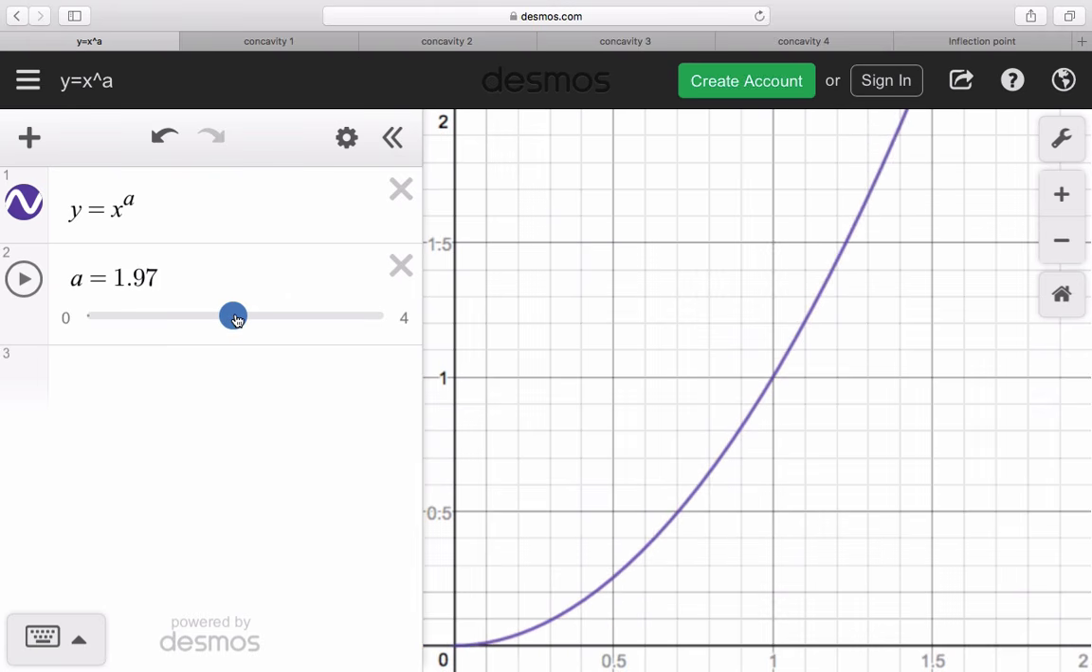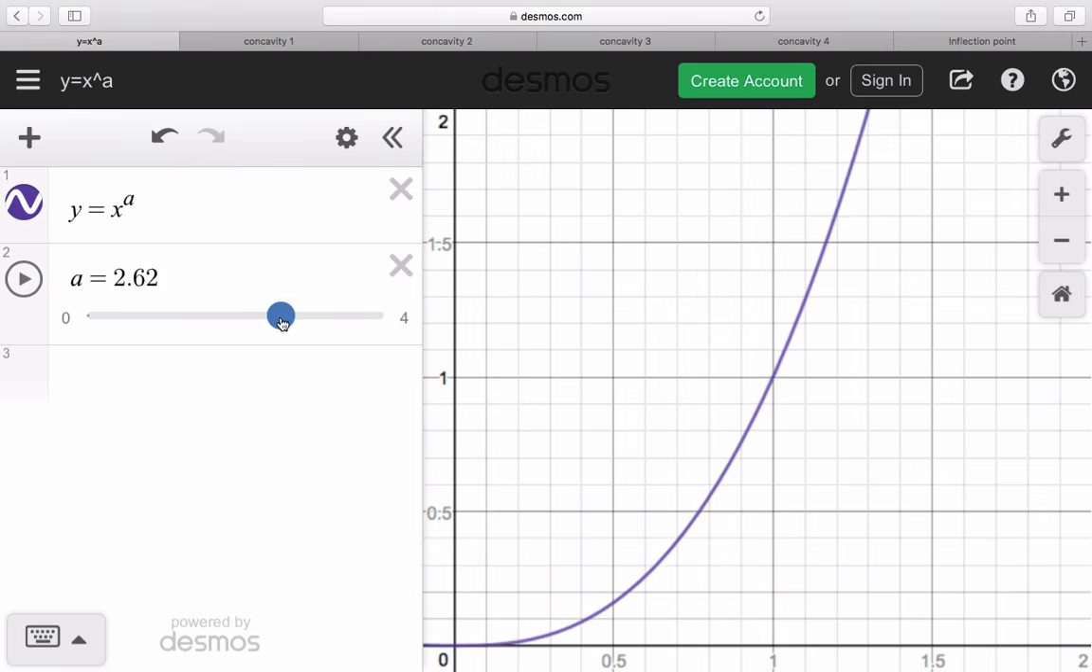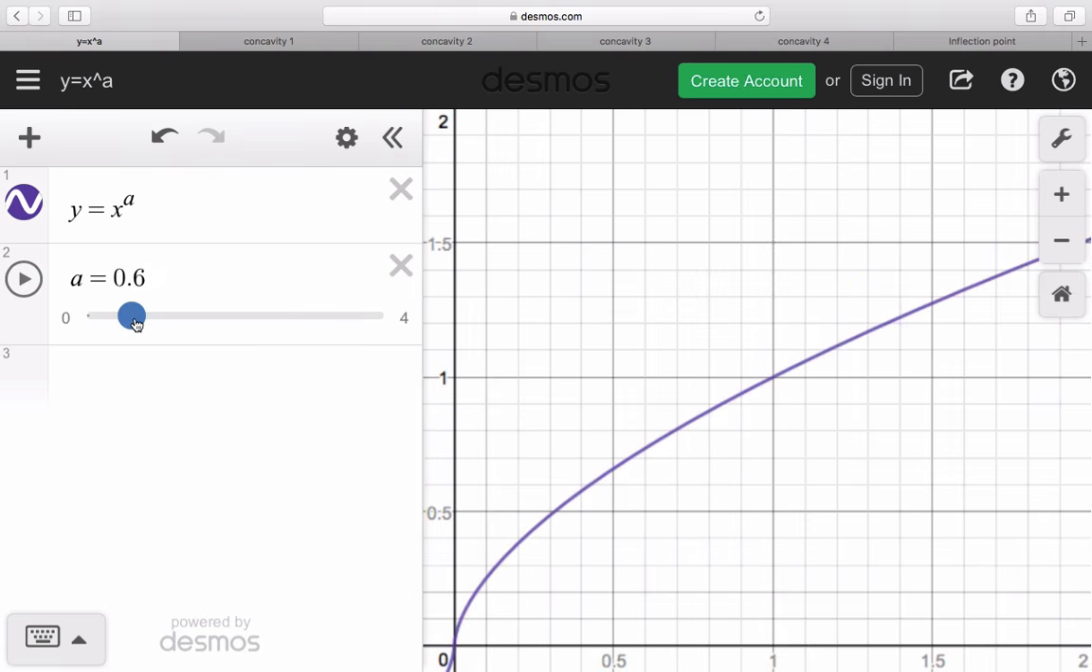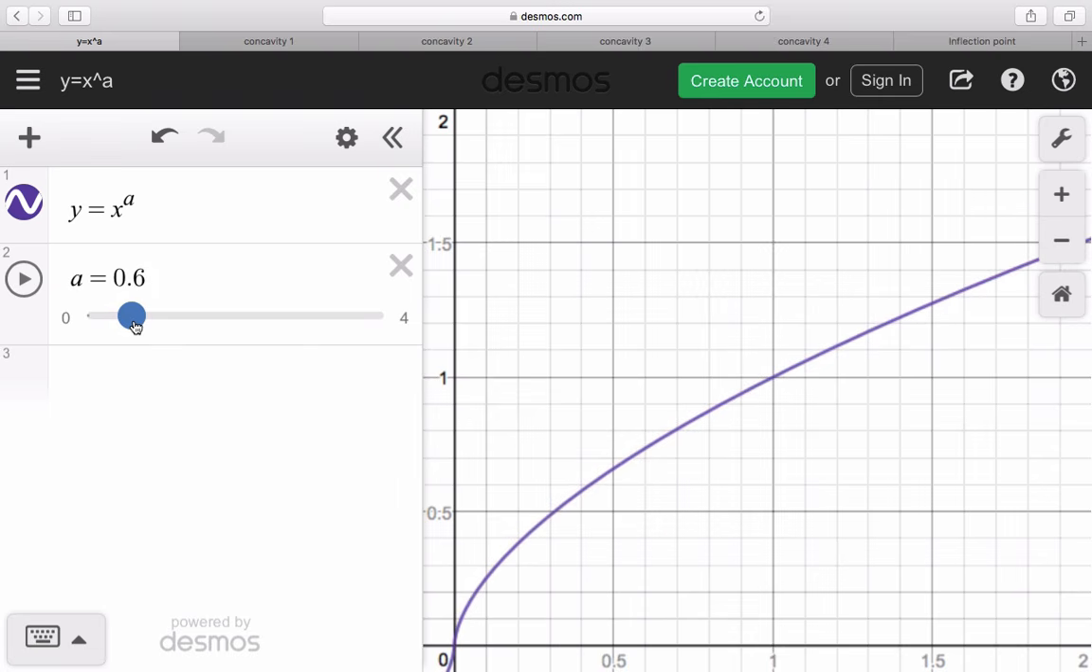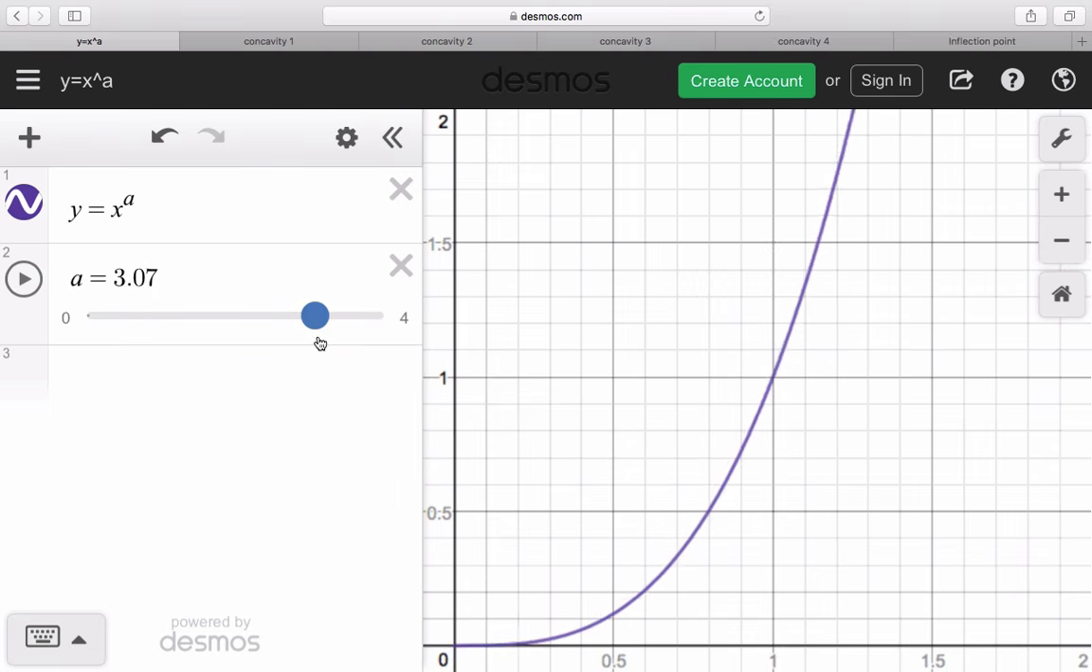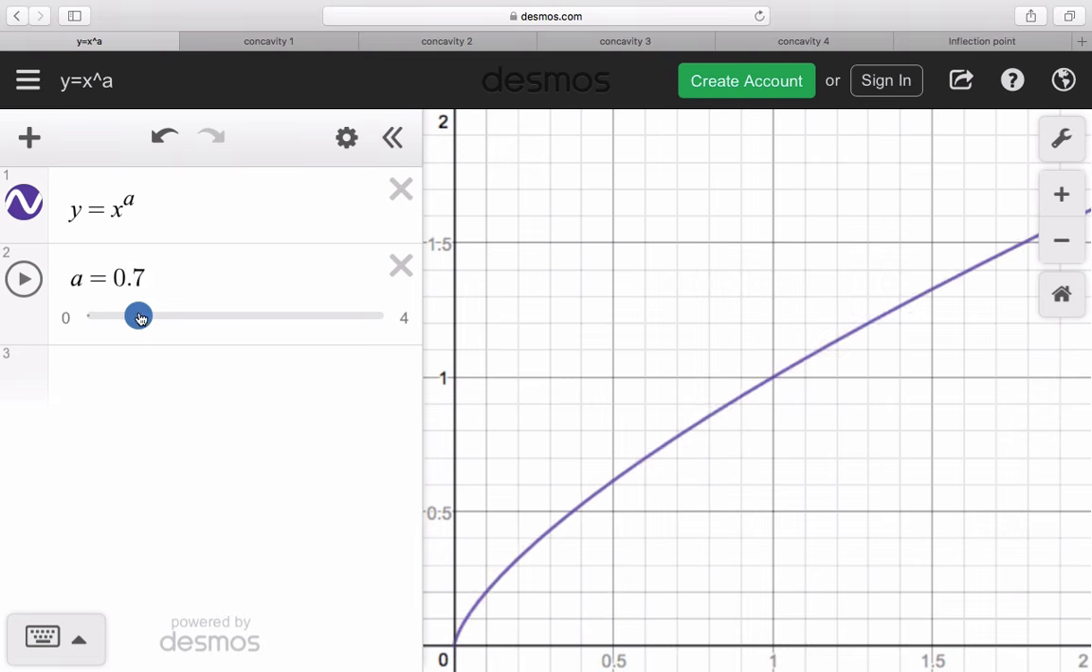But I want to say that all these curves are similar, they all have the same shape. On the other hand, if I take values of a less than 1, then all of these curves have a different shape. So we are going to say that these curves have one type of concavity, or shape, and these other curves have a different type of concavity, or shape. And when we ask about the concavity of a graph, we're asking whether it looks like this, or perhaps it looks like this.